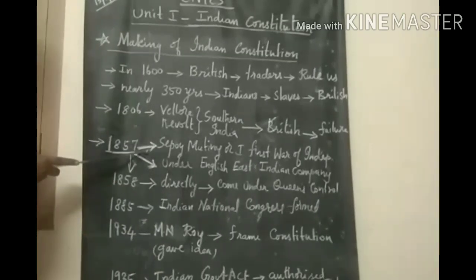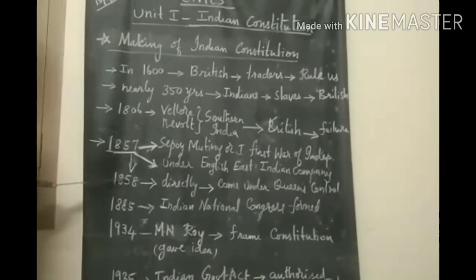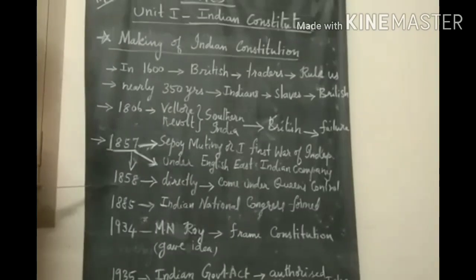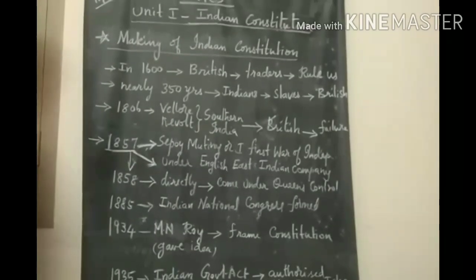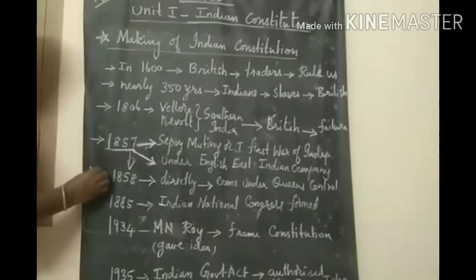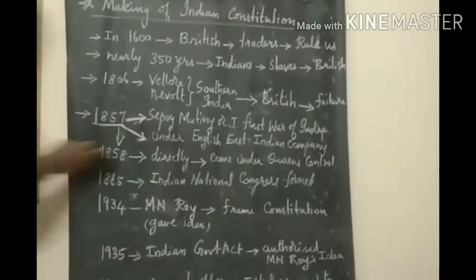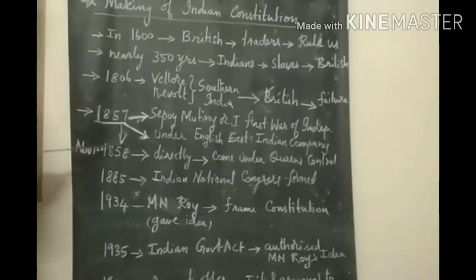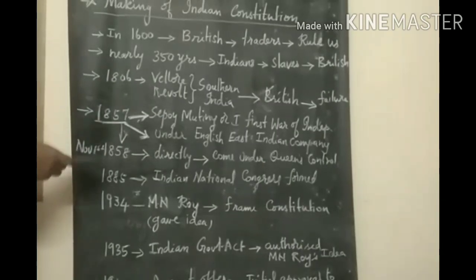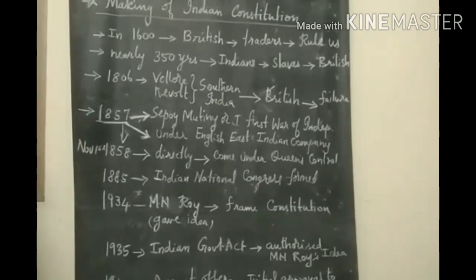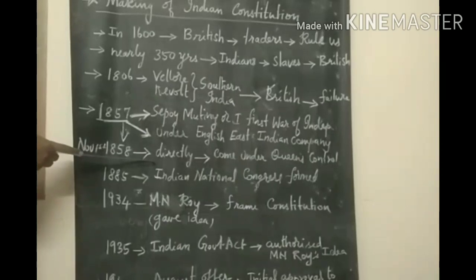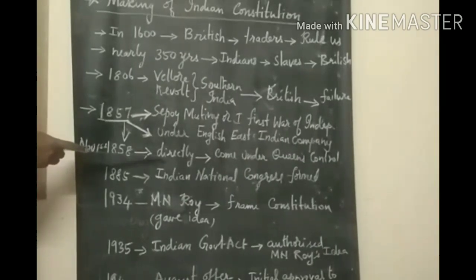After the Sepoy Mutiny, Queen Victoria's proclamation was issued on November 1st, 1858. In which year was it proclaimed? November 1st, 1858. After that, we came under the control of the Queen. So India came under the control of the British Queen.